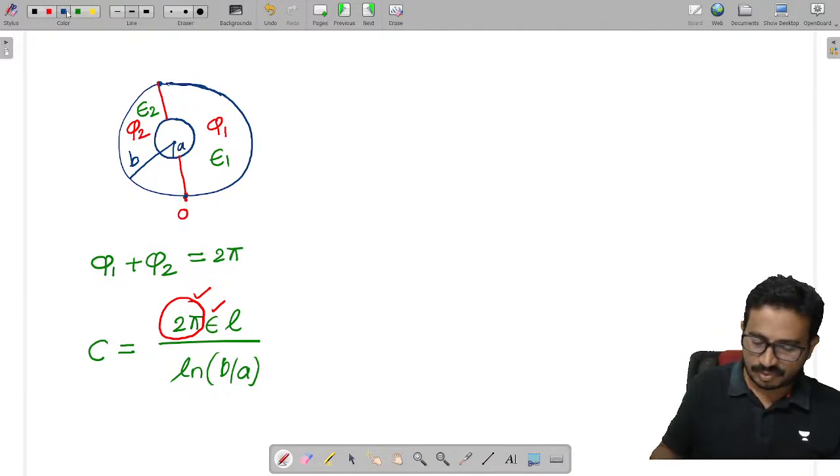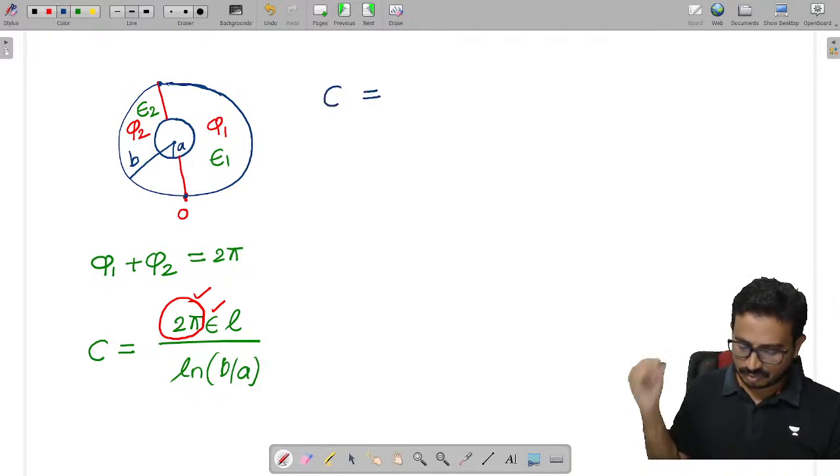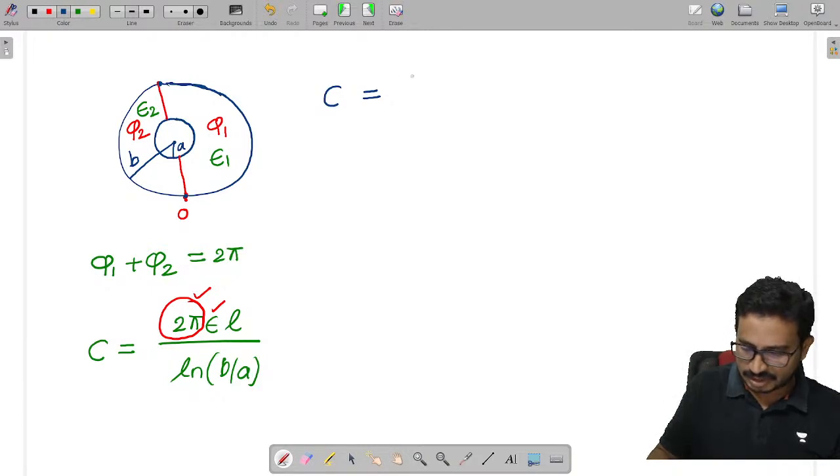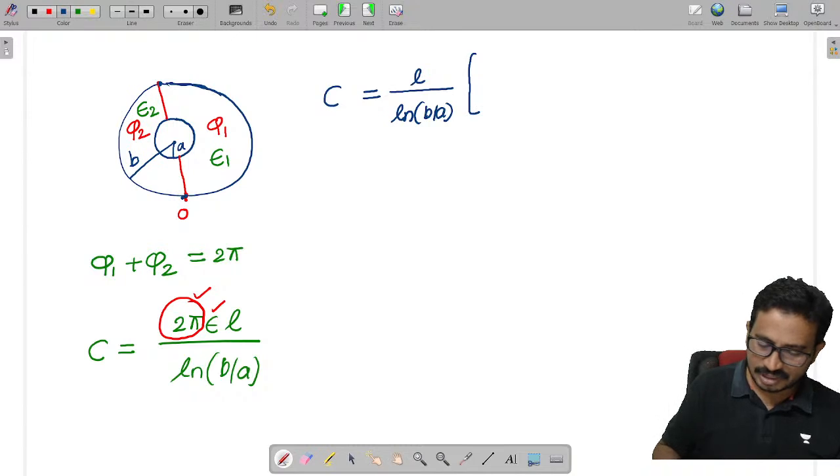So you tell me what I can write here. C is given as L by ln of B by A, which does not change. And what are the variable parameters? From here to here, this is phi 1. This medium is epsilon 1, right?